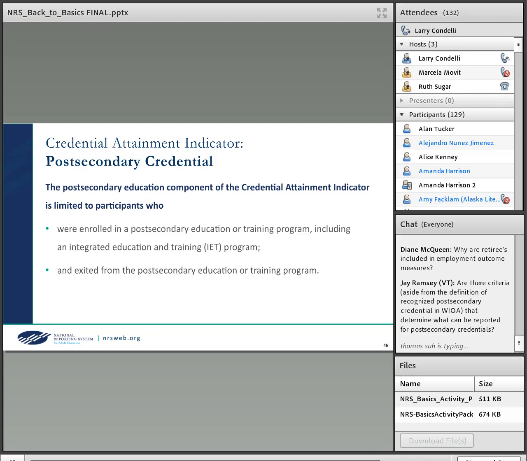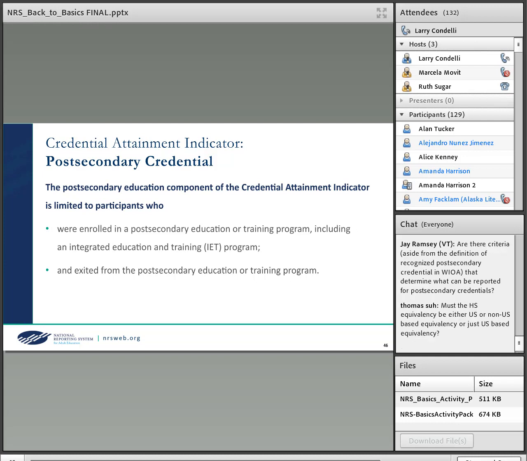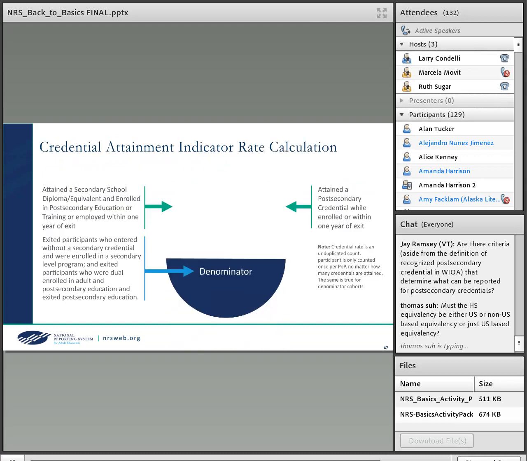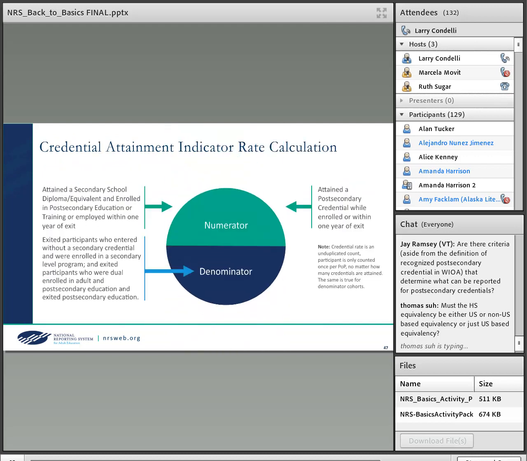As for the post-secondary credential, who do you count here? These are participants who are co-enrolled in both post-secondary education and adult ed, and this could be something like IET, for example, and they have to have exited from the post-secondary education or training. And then those participants are the ones that you would track to see did they achieve their credential.